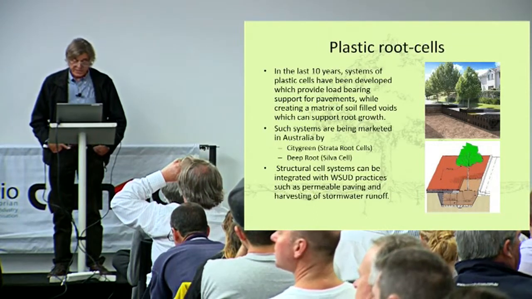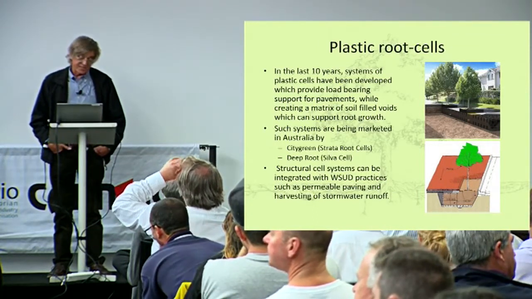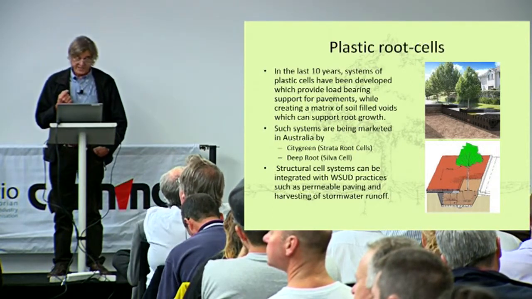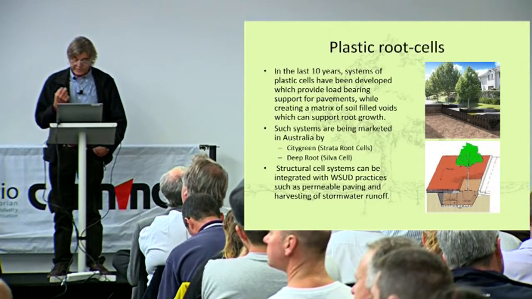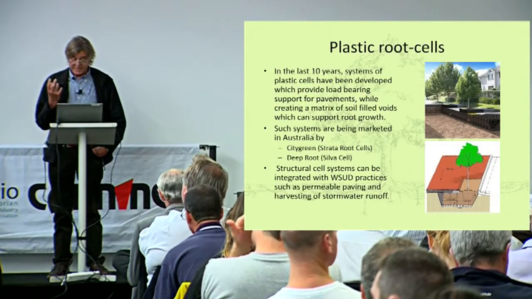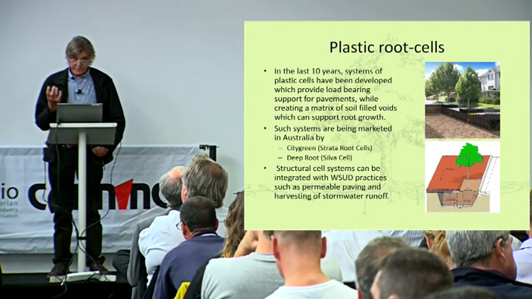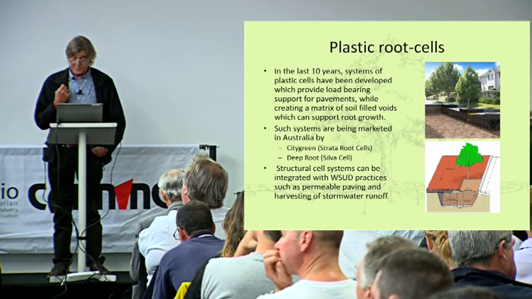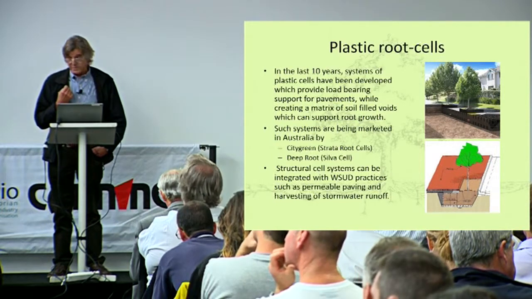The other option is plastic root cells. These were discussed earlier, that they've been developed intensively over the last 10 years. Instead of a rock matrix, they create a plastic matrix of plastic cells which can be filled with loose, rootable soil. There are two systems currently marketed in Australia.